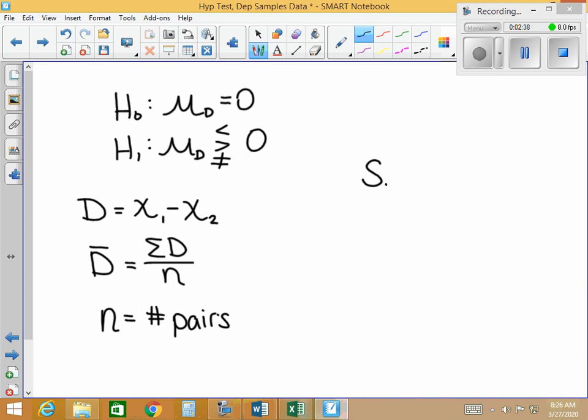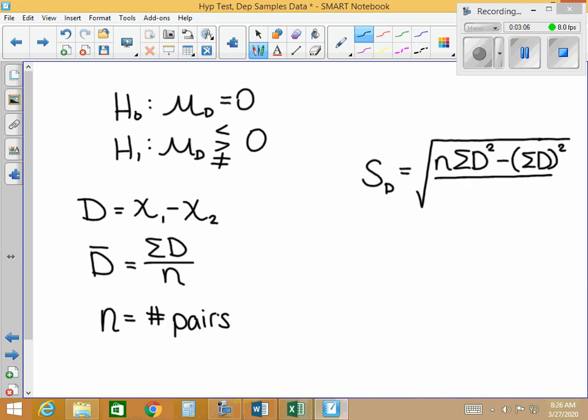Now the standard deviation of these differences just uses the formulas that we learned back in chapter 3. All of these formulas are there, only now we're tweaking them. Instead of calling them x's, we're calling them d's. But the number of pairs times the sum of the d squareds, we're going to subtract the sum of the d's, that quantity squared, and divide it by n times n minus 1.